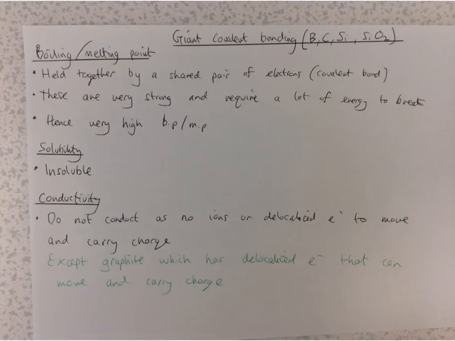Don't forget the bit in green is actually really important at the bottom there. That's something everybody always forgets. Graphite is a little exception in that it has delocalized electrons, which usually giant covalently bonded things don't have. So that will conduct, whereas other giant covalent bonding materials will not. So, 7 minutes guys, off we go.